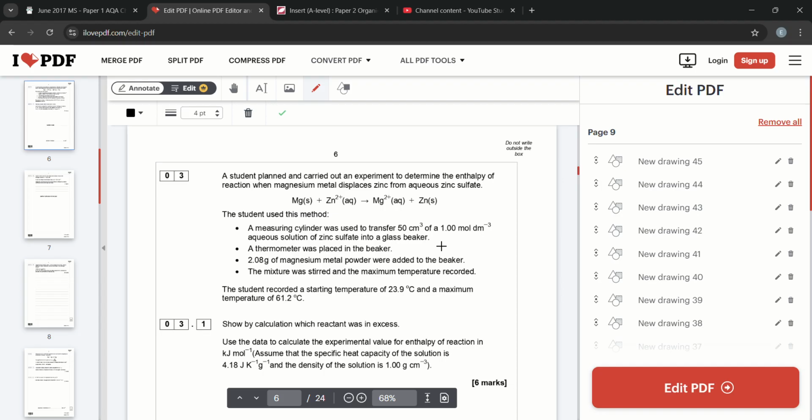2.08 grams of magnesium metal powder were added to the beaker. The mixture was stirred and the maximum temperature recorded. The student recorded the starting temperature of 23.9 degrees Celsius and a maximum temperature of 61.2 degrees Celsius.